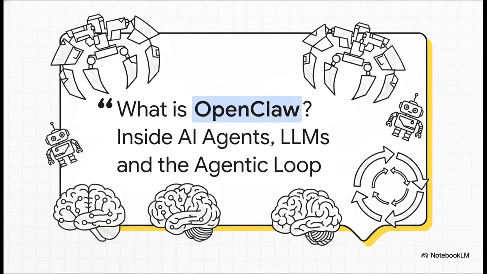Anasup Consulting recently posed a really fascinating question in their guide. What is OpenClaw? Inside AI agents, LLMs, and the agentic loop. And honestly, this single quote provides our entire roadmap for today. It lays out a meticulously ordered hierarchy of concepts, giving us the exact ingredients we need to understand the absolute cutting edge of AI architecture. We've got the overarching mystery of OpenClaw itself, the active role of AI agents, the foundational layer of LLMs, and finally, this mechanical engine known as the agentic loop. We are going to unpack this core source material step by step.